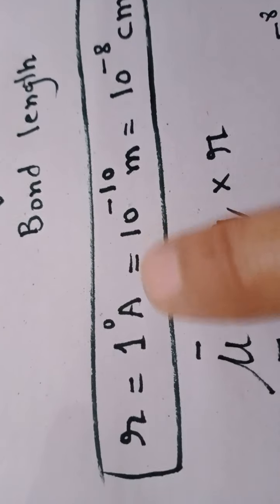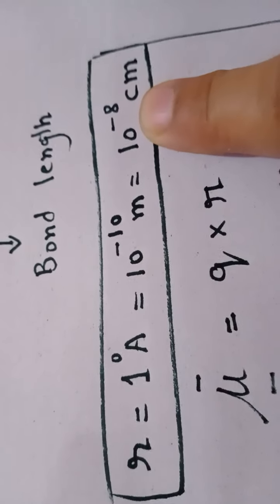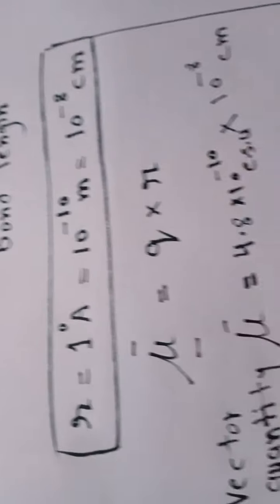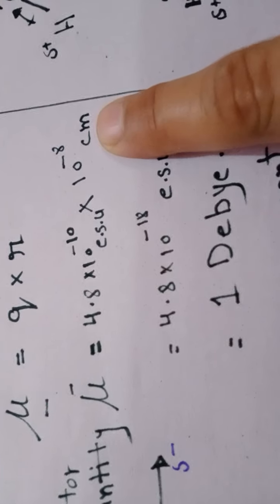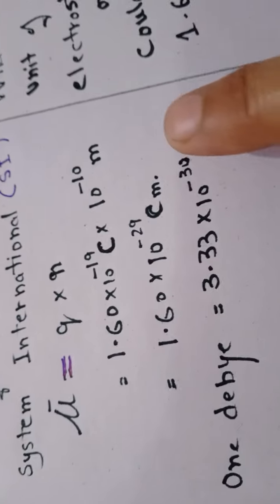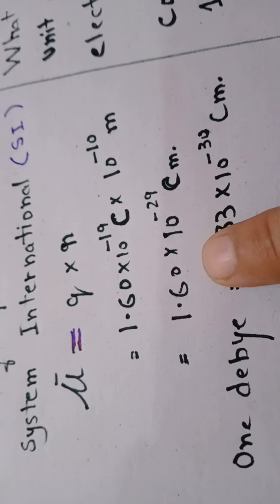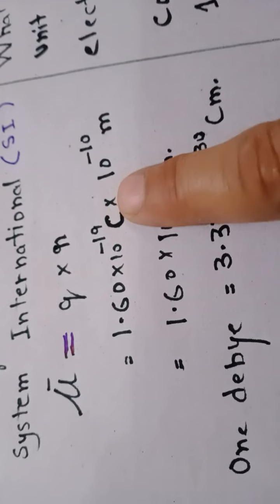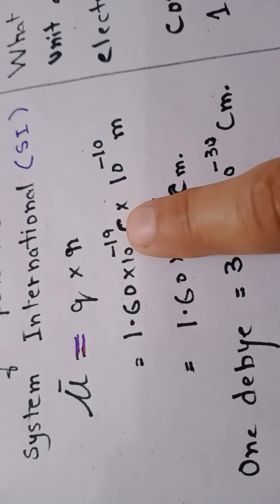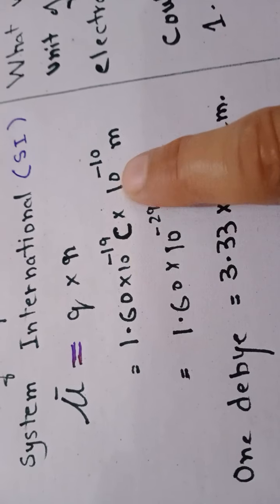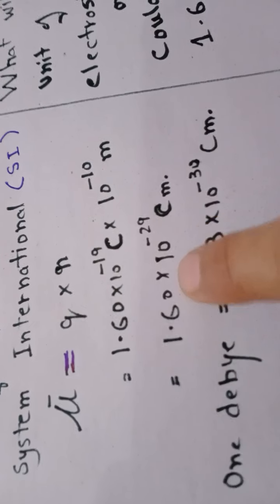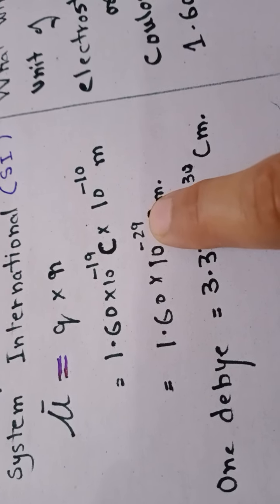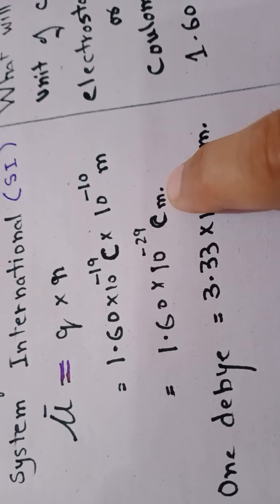Now as I told you, we can take the bond length in meter as well as in centimeter. In the last value I used the centimeter. Now I am using the meter here. Now you can see here 1.60 multiplied by 10 raised to power minus 19. Again the same rule of mathematics: the bases are similar, so the exponents will add up, and the answer will be 1.60 into 10 raised to power minus 29 coulombs meter.